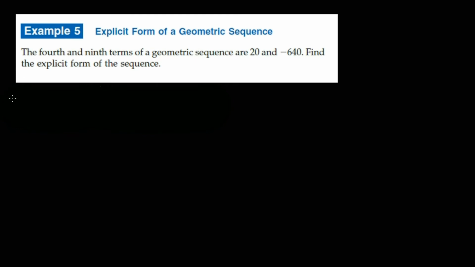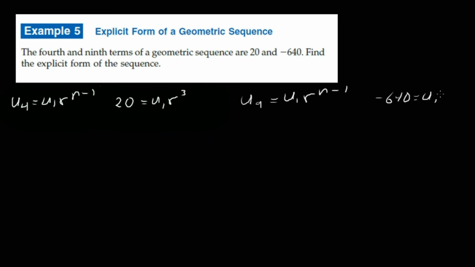So we know that our fourth term, u sub 4, is equal to our first term times our common ratio to the n minus 1 power. Our fourth term is 20, and that's equal to u sub 1 times r. Our n is 4, so 4 minus 1 gives us 3. Our ninth term is negative 640, so u sub 9 is equal to our first term times our common ratio to the n minus 1, or we can just write negative 640 is equal to u sub 1 times r raised to the 8th power.